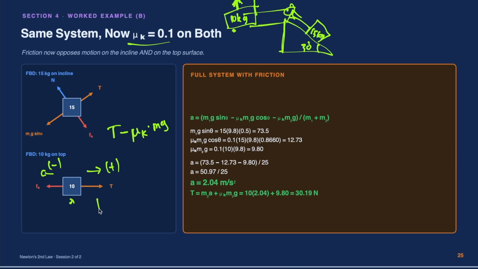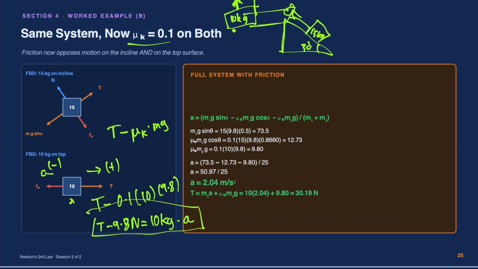So tension minus 0.1 times m, which is 10, times g, which is 9.8, right? So this should just be tension minus 9.8 newtons is equal to net force, or m times a, right? So 10 kg times a. That's one of my equations. But now I need the other one, okay? So that's going to look like this.